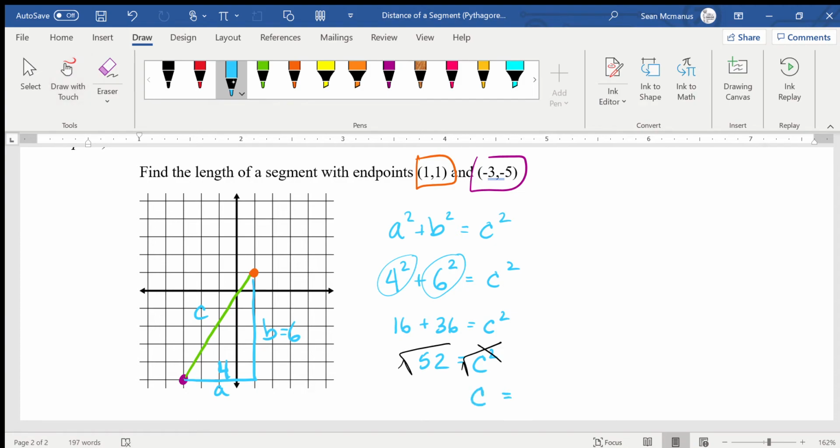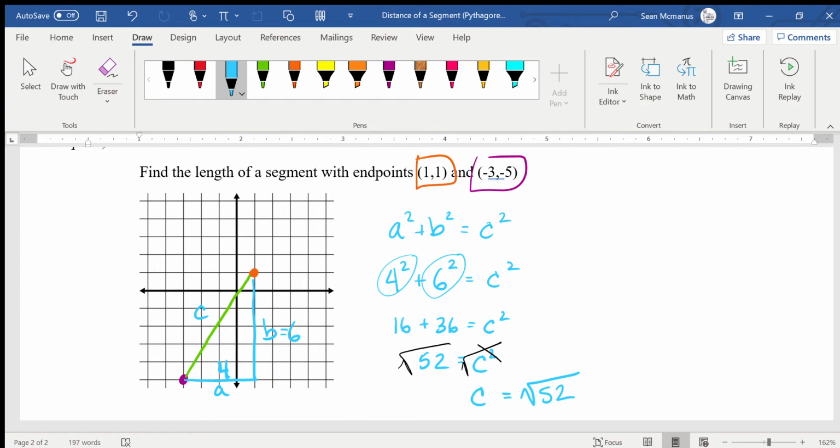equals, right, there's no whole number that I can multiply by itself and get 52. 7 times 7 is 49, 8 times 8 is 64, so there's no number that's exactly going to give me 52. So my answer would be the square root of 52. If I plug that in a calculator, it will give me a decimal, 7 point something, that's going to come out.